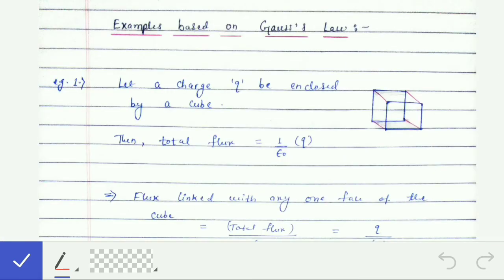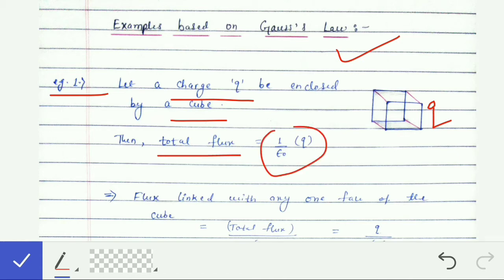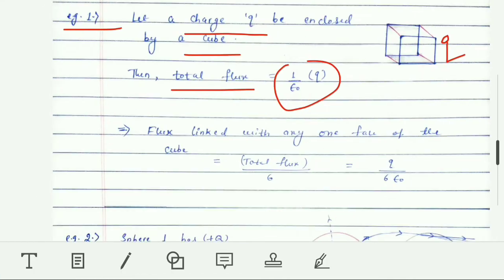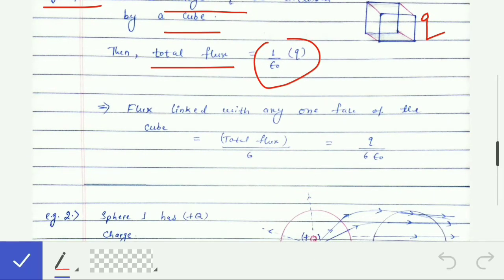Now we will see certain examples based on Gauss's law. Our first example: let a charge q be enclosed by a cube. Here is a cube, and in this cube we have a total charge q, so the total flux is 1 upon epsilon naught into the total charge. What is the flux linked with any one face of the cube? The cube has a total of 6 faces, so we divide the total flux by 6 to get the flux linked with any one face of that cube.